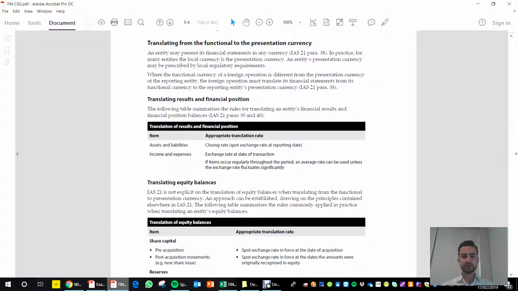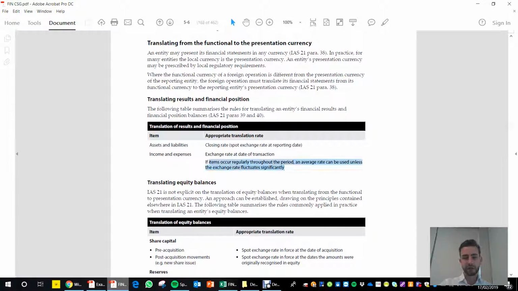Now, this is a tricky part because this always comes in first. It's always the date of the transaction. If there's one significant transaction which makes up the bulk of your income and expenses, you need to use that date and convert that first, and then the rest of the transactions you can use an average. However, you can only use an average if they occur regularly throughout the period, so there's no one-off or two-off transactions. And also an average rate can only be used if the exchange rate doesn't fluctuate significantly, so if the exchange rate is stable. So keep that in mind. That can be a tricky part of questions sometimes.